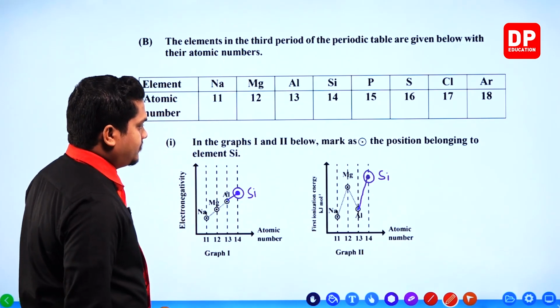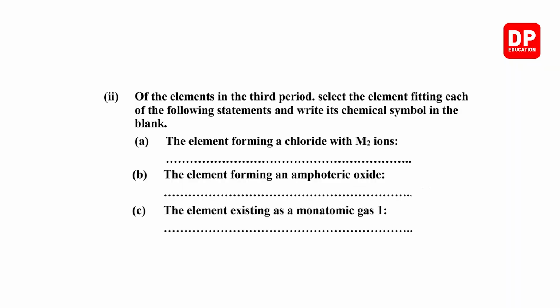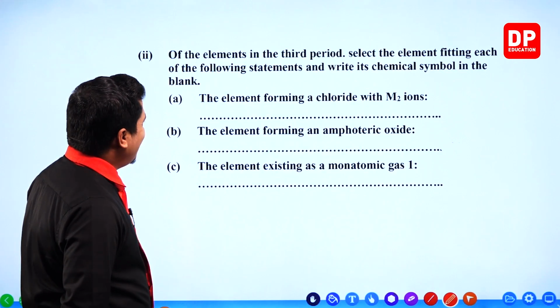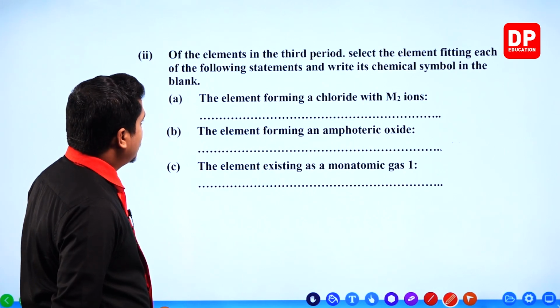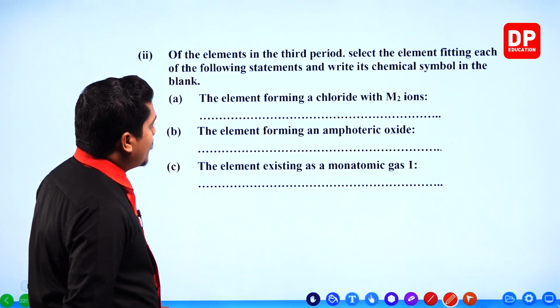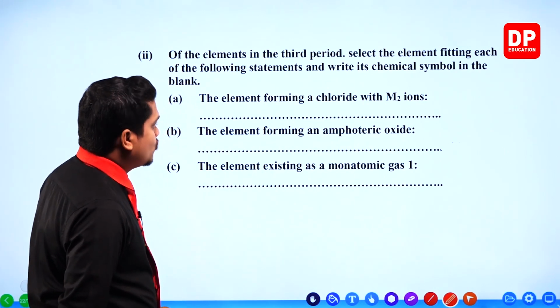Right. Then the next question. Of the elements in the third period, select the element fitting each of the following statements and write its chemical symbol in the blank. Element forming a chloride with M2+ ions.